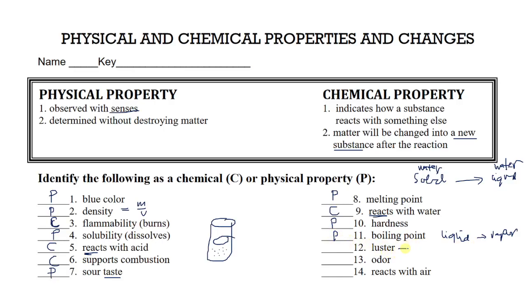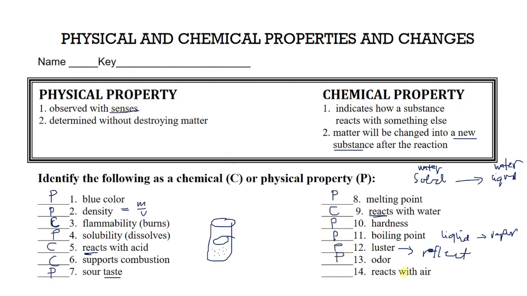Next, luster. So it's the ability to reflect light. To reflect, of course, we can see this with our eyes. So this one is a physical property. Odor, of course, we can smell this. So again, properties that can be observed with our senses are physical properties.